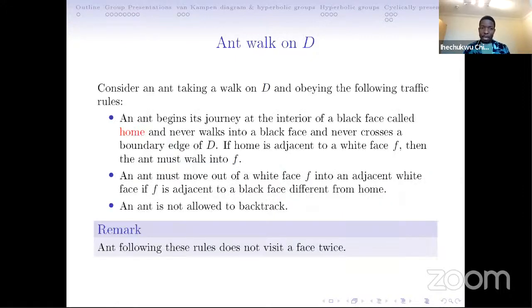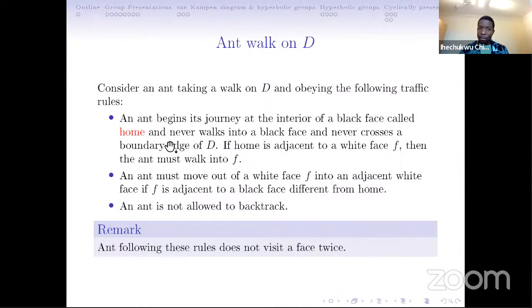The point is that I have the following traffic rules for ants. So I place ants on the Van Kampen diagram. Okay, so let's go through this. Consider an ant taking a walk on D and obeying the following traffic rules. An ant begins its journey at the interior of a black face called home. So I put an ant in each of the black faces in the Van Kampen diagram.